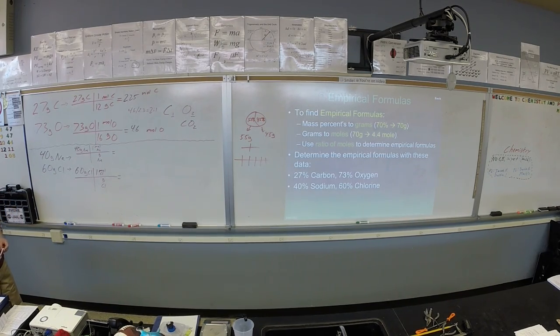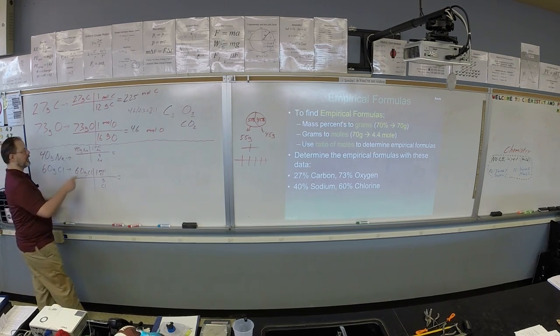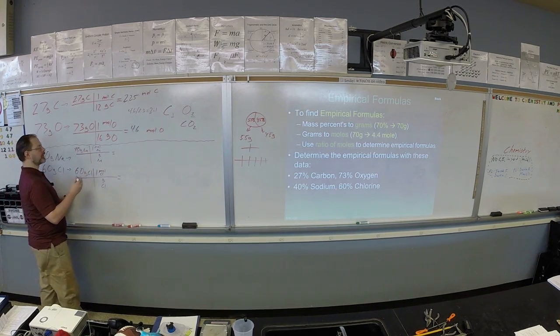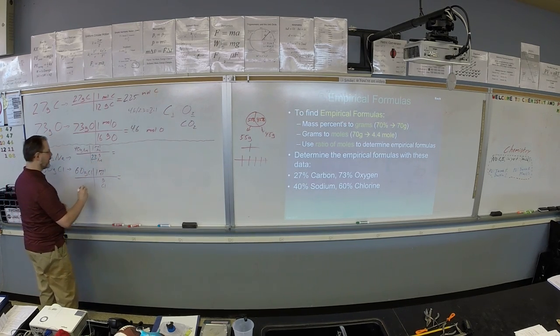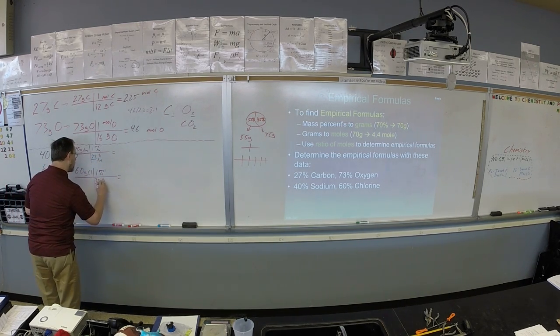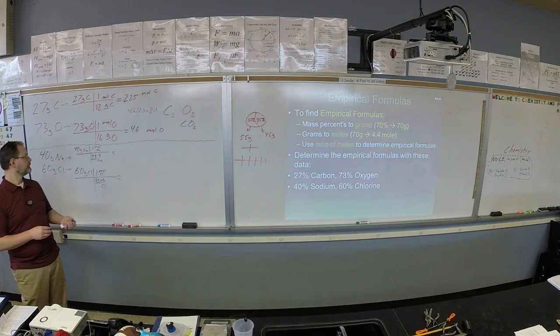So for those who are having trouble getting started, the moles of sodium to grams of sodium. There are 23 grams of sodium to 1 mole of sodium, and there's about 35.5 grams of chlorine to 1 mole of chlorine.